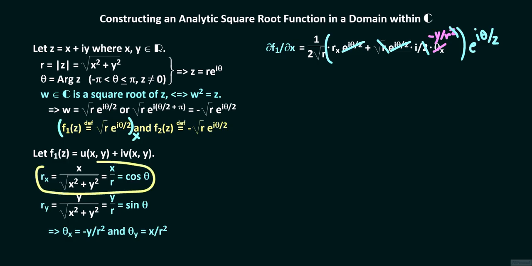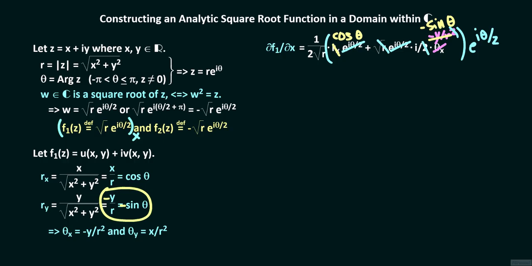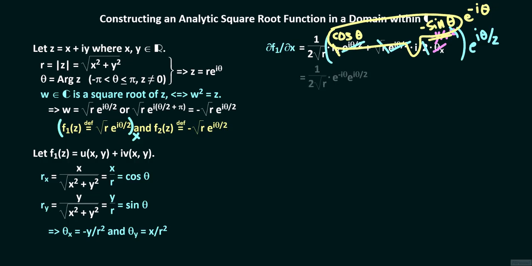R sub x is cosine theta, and minus y over r is minus sine theta. Cosine theta minus I times sine theta equals e raised to the power minus I times theta. So the derivative of f sub 1 with respect to x equals this quantity, which simplifies to 1 over 2 times the square root of r times e raised to the power minus I times theta over 2.